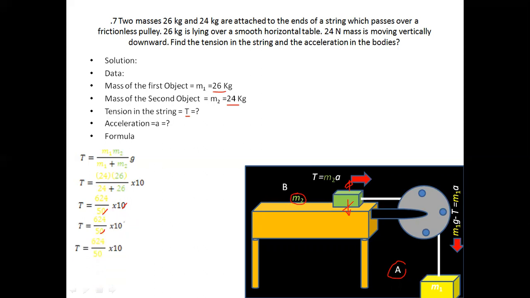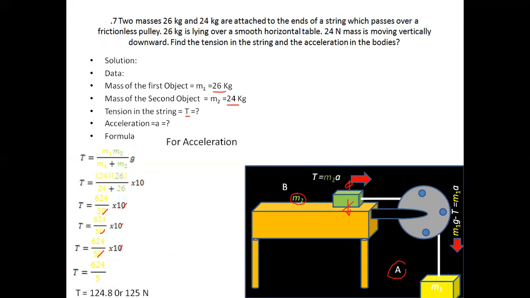The steps are being repeated. So we'll repeat the procedure again. And by this, we can cancel out 624 divided by 5, and it will be 124.8, or rounding it off to 125 Newton.